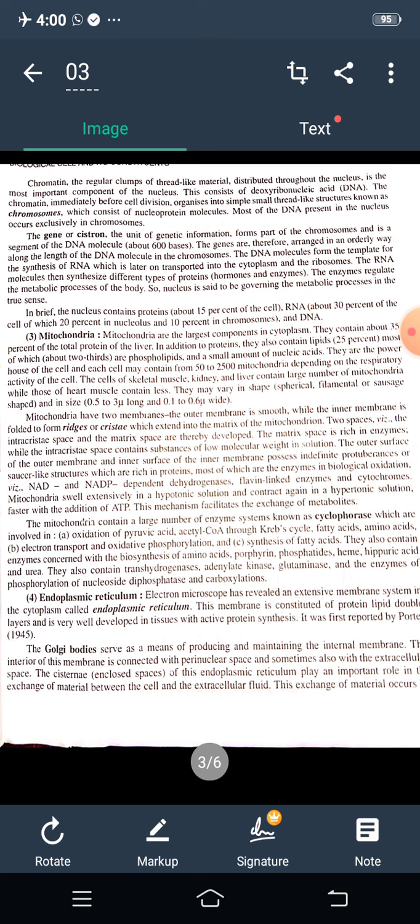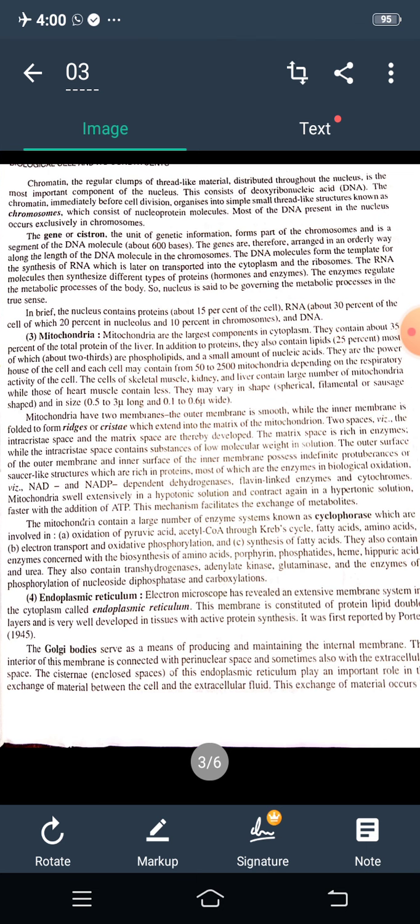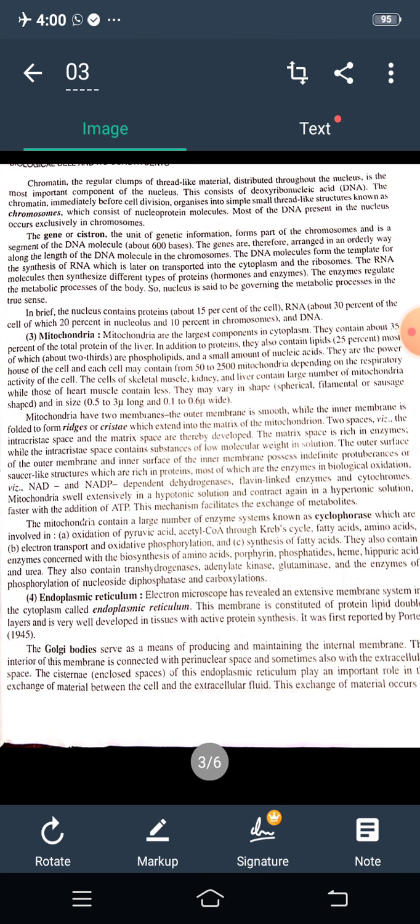Then we can discuss that the mitochondria contain a large number of enzyme systems known as cytochromes which are involved in: A. Oxidation of pyruvic acid and acetyl coenzyme A through the Krebs cycle, fatty acids, amino acids. B. Electron transport and oxidative phosphorylation. And C. The synthesis of fatty acids. They also contain enzymes concerned with the biosynthesis of amino acids, porphyrins, phospholipids, heme, and sulfuric acids and urea.